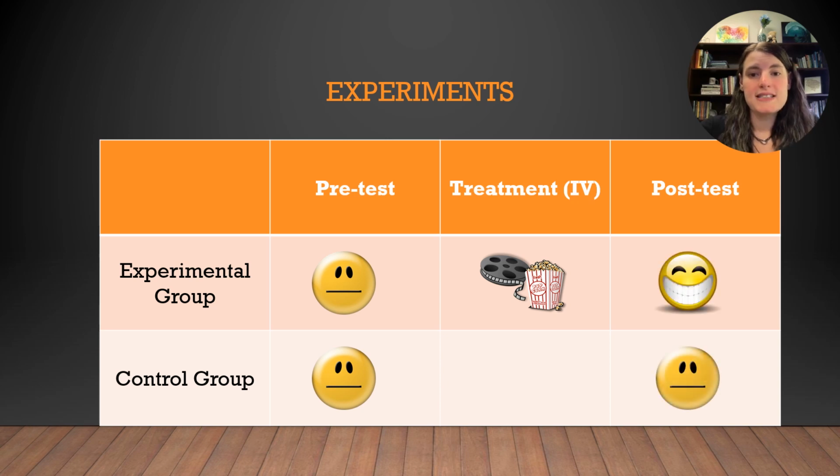Then both groups are asked to take the survey again and identify how they're feeling. If the experimental group feels happier now than they did at the pretest, and the control group feels the same, then we can conclude that the movie and the popcorn improved their happiness.